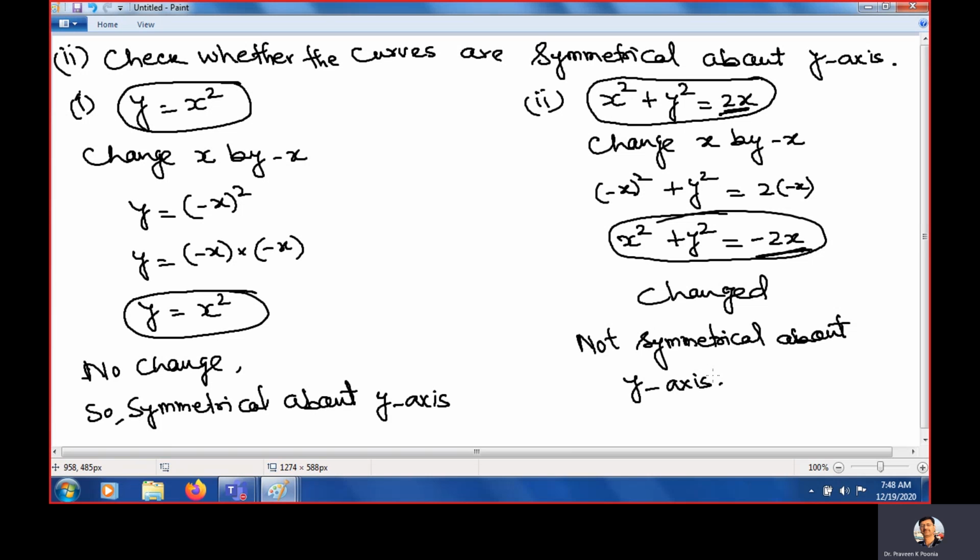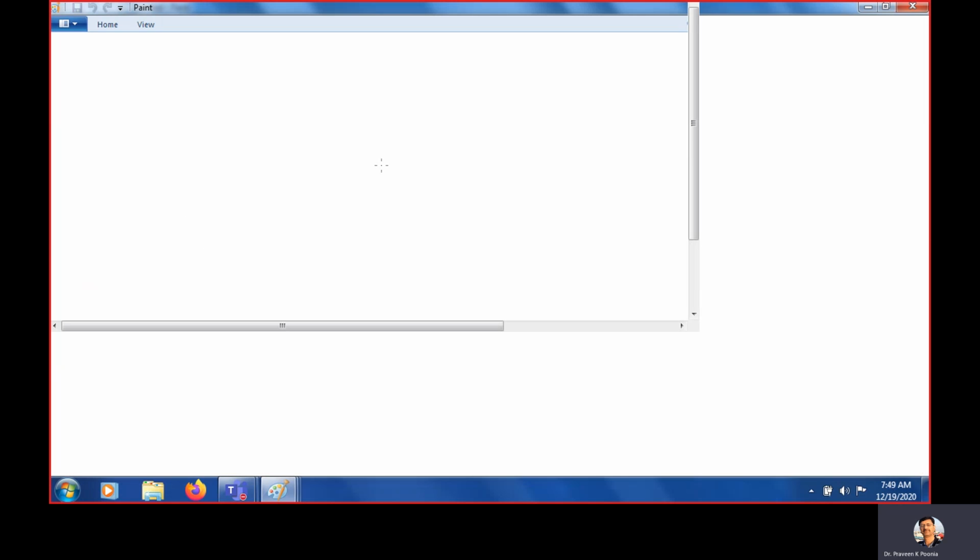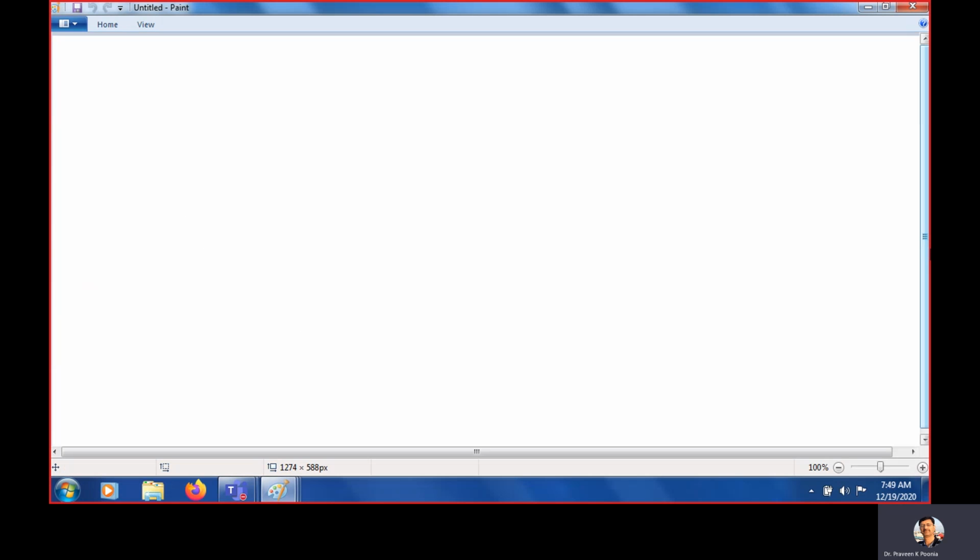Clear? So if you want to check whether a curve is symmetrical or not about any particular axis, you need to change x and y accordingly. If the curve remains unchanged, then it is symmetrical. If it is changed, it is not symmetrical.